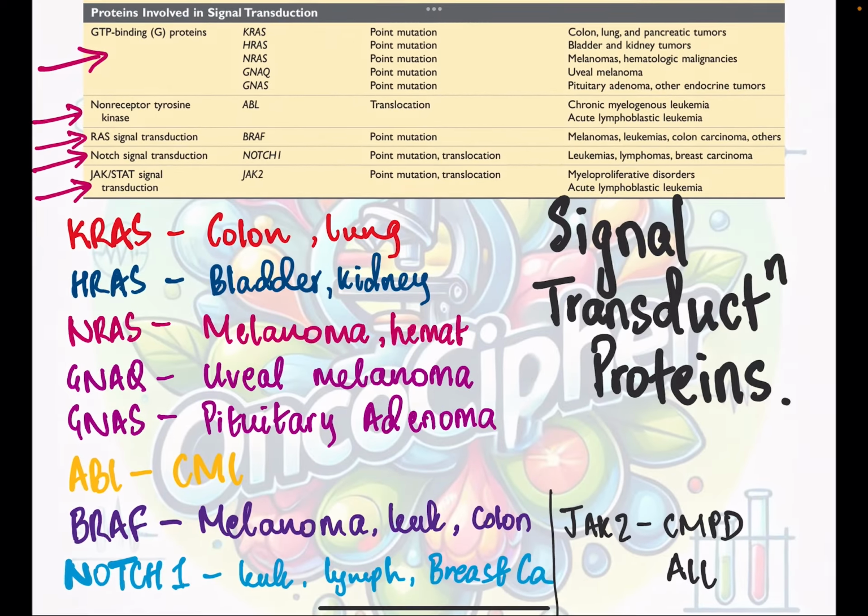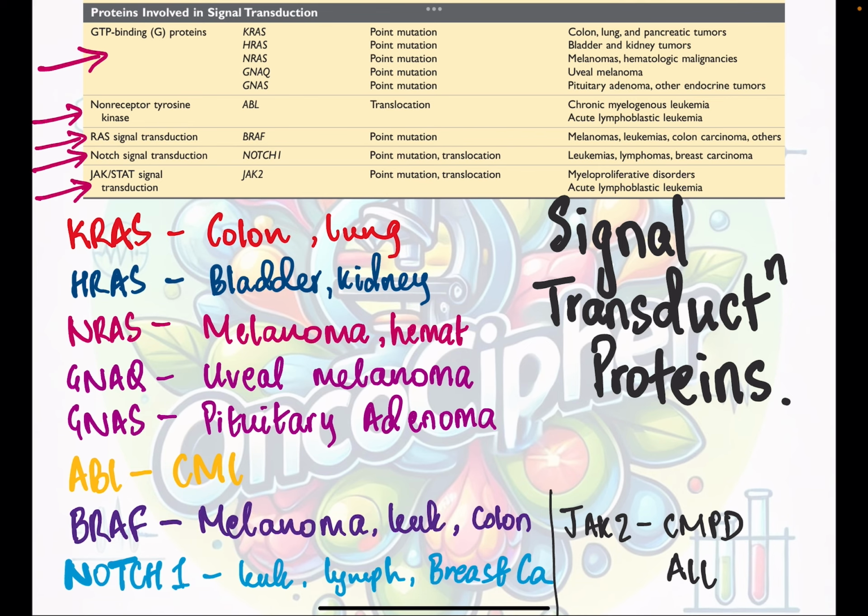So the next one we'll talk about is signal transduction protein. Here we have KRAS, HRAS, NRAS, GNAQ, and GNAS, all of which are point mutated, leading to the following cancers. So KRAS causes colon and lung, HRAS causes bladder and kidney, NRAS causes melanoma, GNAQ causes uveal melanoma, GNAS causes pituitary adenoma. The translocation of ABL gene causes chronic myeloid leukemia.